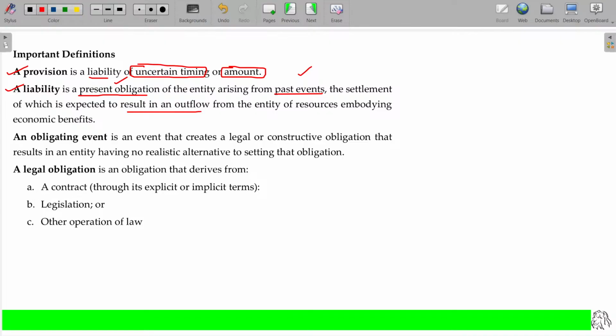Now, a provision is also a liability, but two things are not certain. One is timing, another one is amount. In a liability, it is confirmed what to pay and when to pay. An obligating event is nothing but the event which compels me to pay. An event that creates a legal or constructive obligation. And we don't have any other options to settle. We have to pay from our resources only, because otherwise we cannot escape, as it's a legal obligation.